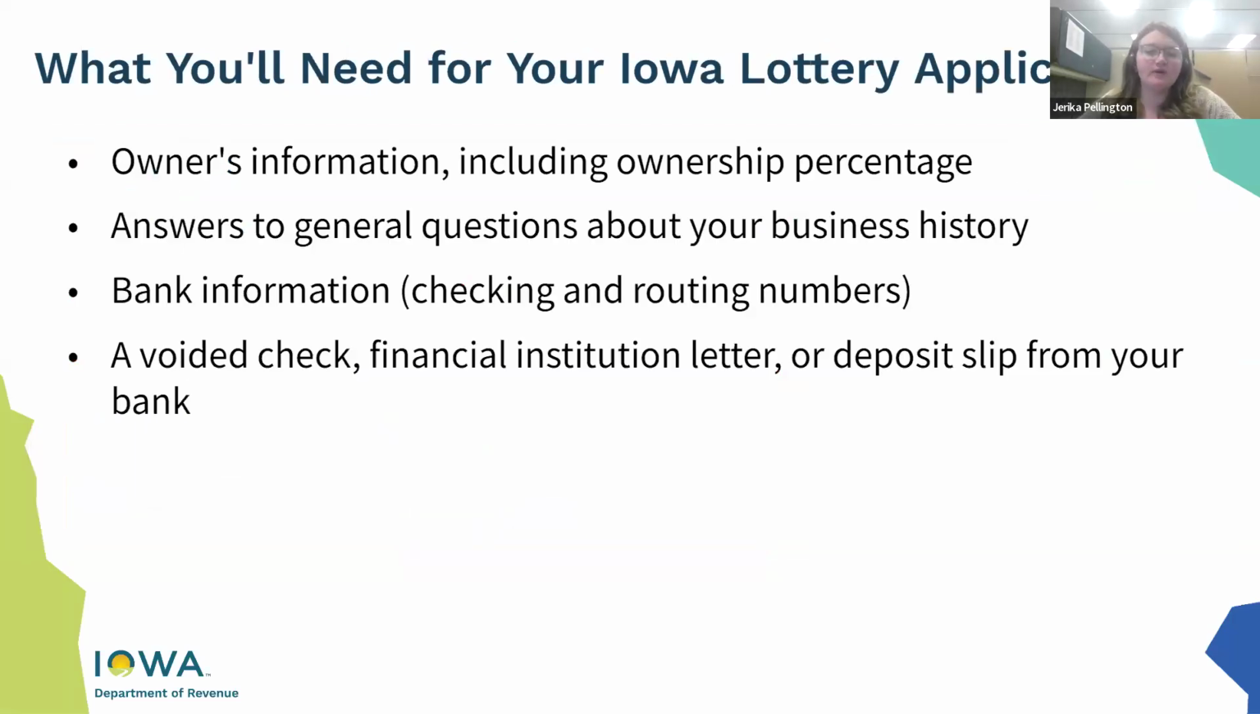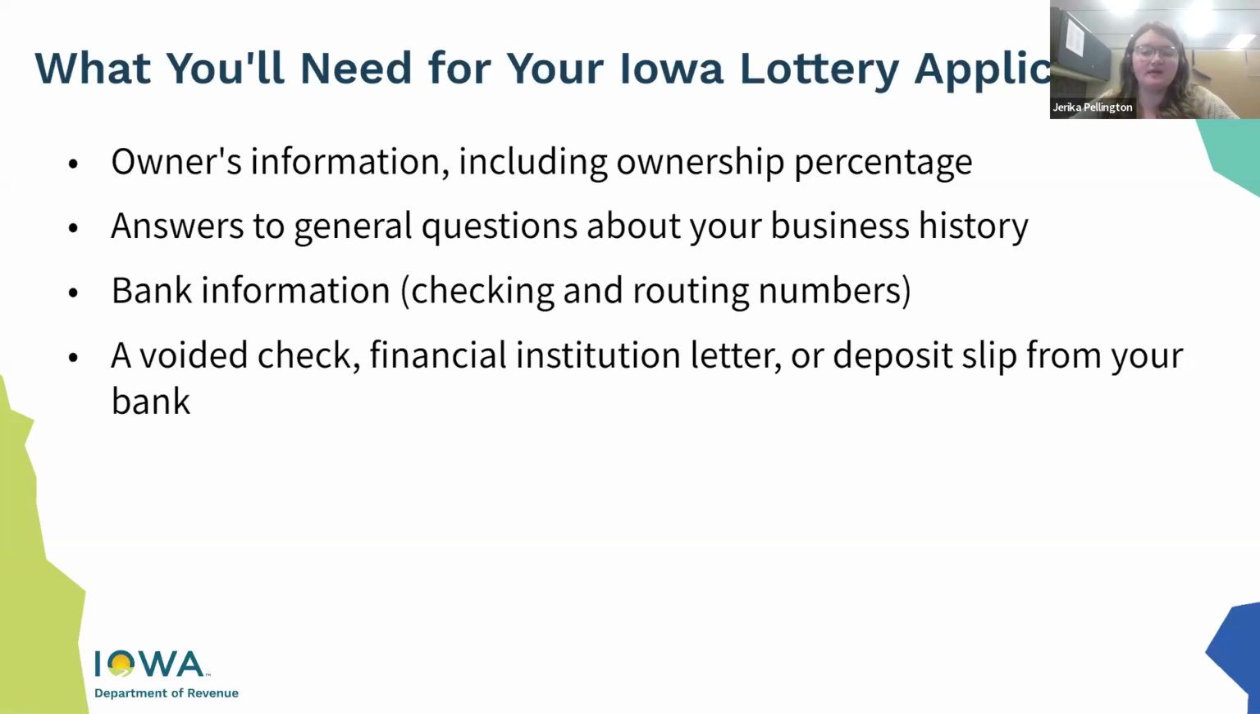So we're going to cover what you'll need to complete your Iowa Lottery license application. First, you're going to need the owner's information, and this includes the ownership percentage. It asks for their first and last name and their email, so make sure you have that available. Next, you should be prepared to answer some general questions about the business's history. This information gives us insight into the business operations and background.